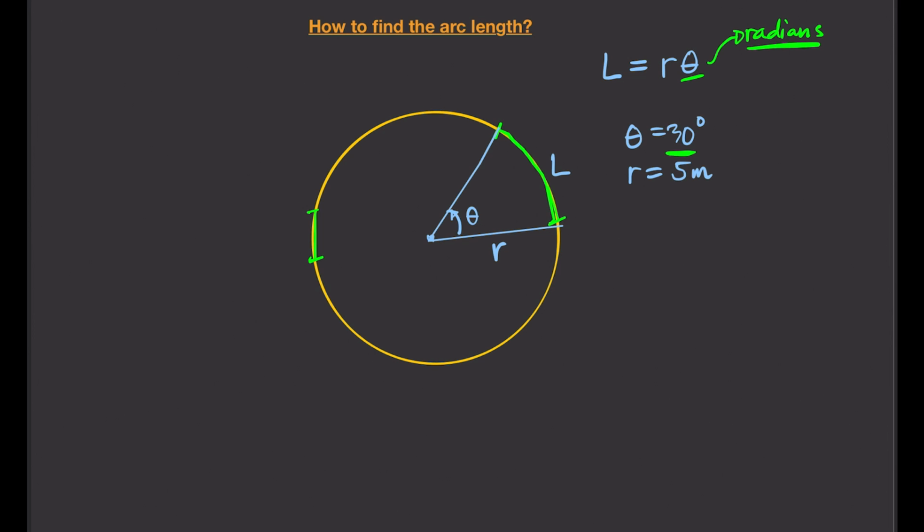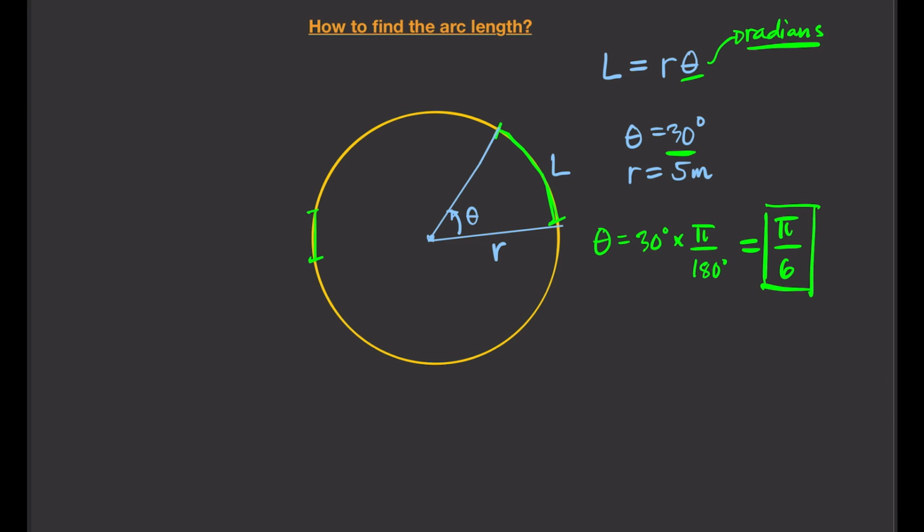So what is 30 degrees in radians? The angle is 30 degrees. Again, you multiply that by pi over 180. And what does it give us? That gives us pi over 6. So that's our angle in radians.